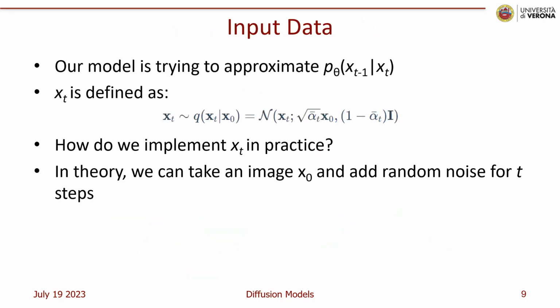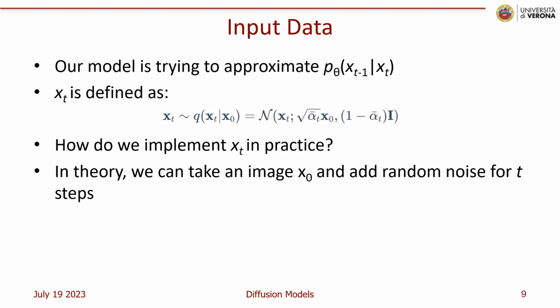So as I said, our model is trying to approximate P, which means it's trying to learn P theta. And P theta, you see, takes as input xt. So to learn that, we first need to define what xt is. We already saw this formulation. This is how xt is defined. But still, it can be kind of hard to see in practice how you would write this down. So you can see it depends on basically this alpha bars terminology and on x0.